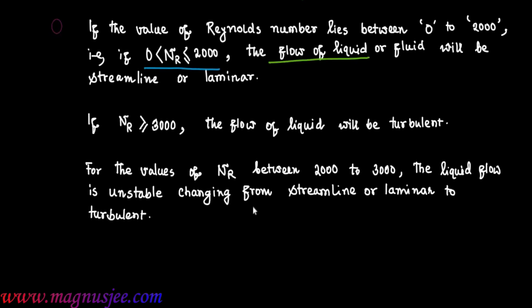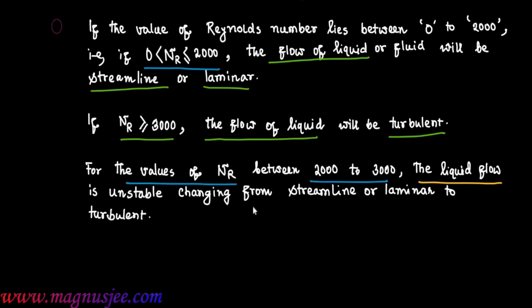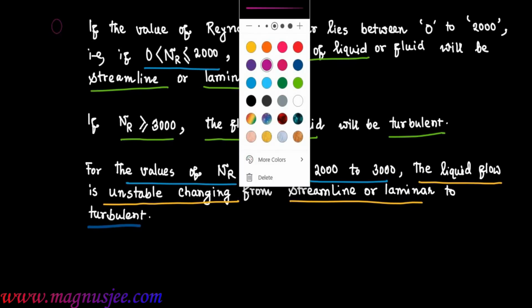If NR lies between 0 and 2000, the flow of liquid will be streamline or laminar. If NR is greater than or equal to 3000, the flow of liquid will be turbulent. For values of NR between 2000 and 3000, the liquid flow will be unstable, changing from streamline or laminar to turbulent.